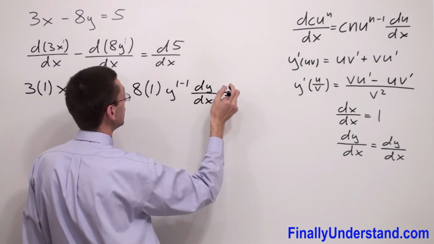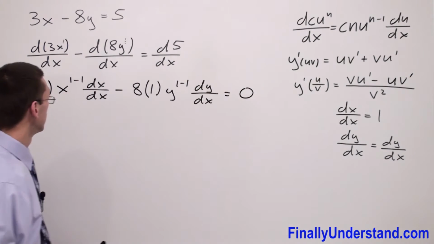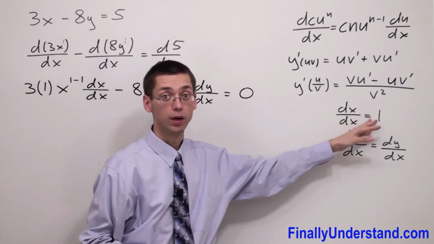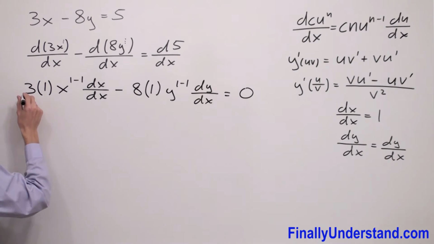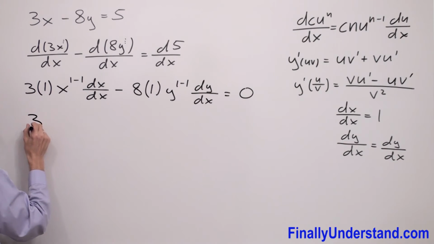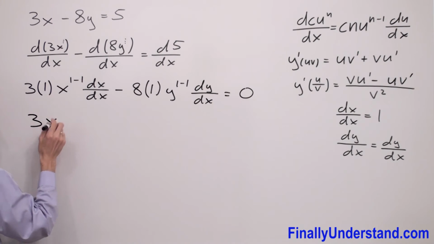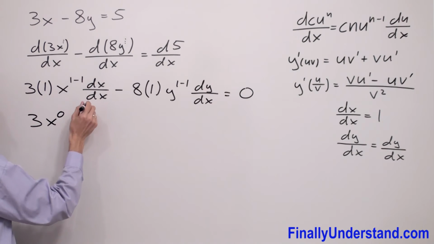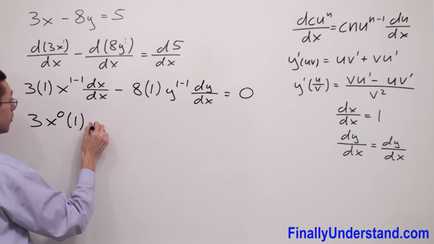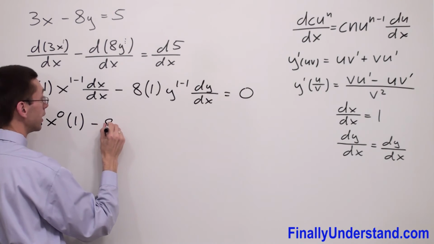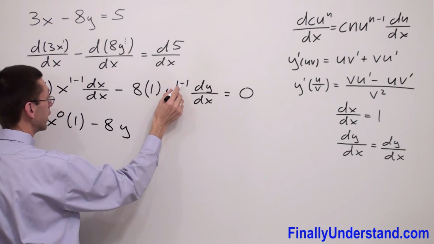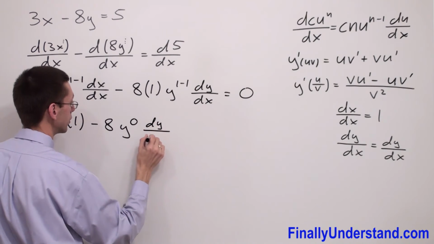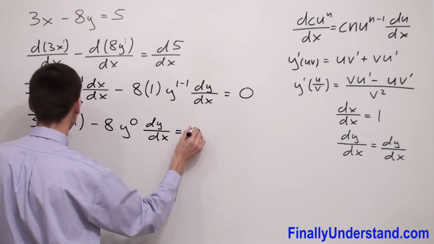The derivative of a constant is equal to 0. Let me remind you, dx over dx is equal to 1. So what do we have? 3 times 1 is 3. Let me do everything step by step: x to the power 1 minus 1 is equal to 0, and dx over dx is equal to 1. Minus 8 times 1 is 8, y to the power 1 minus 1 is equal to 0, and I have dy over dx, and this is equal to 0.